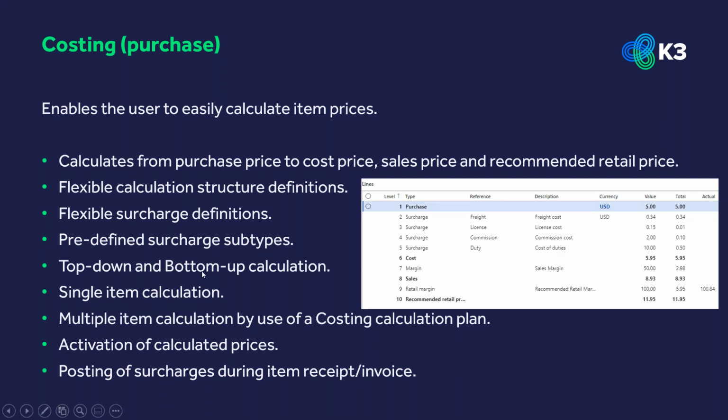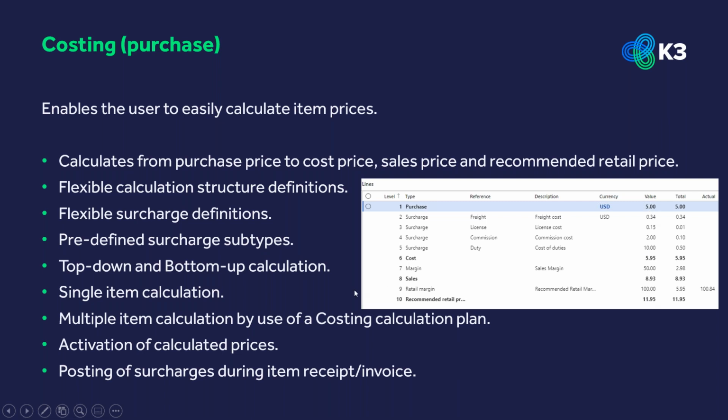Of course, it includes a top-down and bottom-up calculation, so you could change the purchase price and it will calculate down. You could change the sales price and calculate back up, or any parts in between. In our next release, we will even make it able to adjust the recommended retail price and calculate upwards and downwards again.